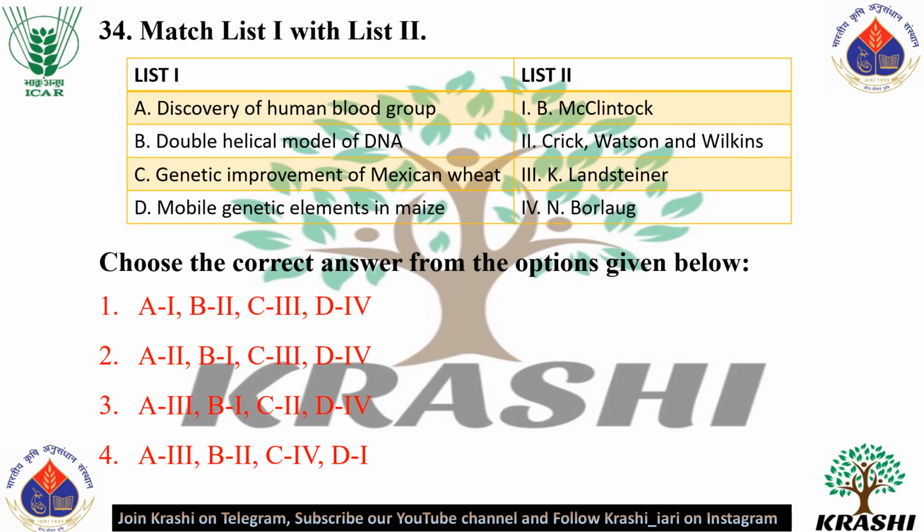Question number 34. Match the list 1 with list 2. Discovery of human blood group, it was done by Landsteiner. Double helical model of DNA was given by Crick, Watson and Wilkins. Genetic improvement of Mexican wheat, that was done by Borlaug. Mobile genetic elements in maize, also known as the transposable elements, was given by Barbara McClintock. So the correct answer is A3, B2, C4 and D1, that is option number 4.